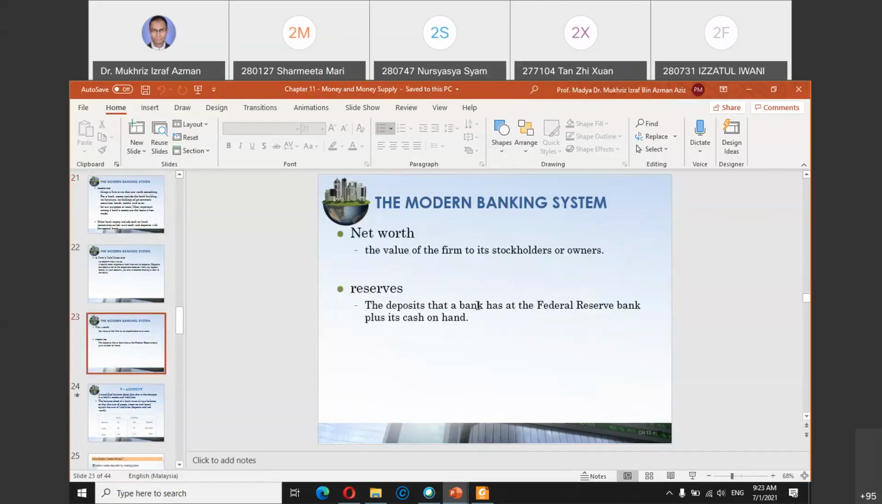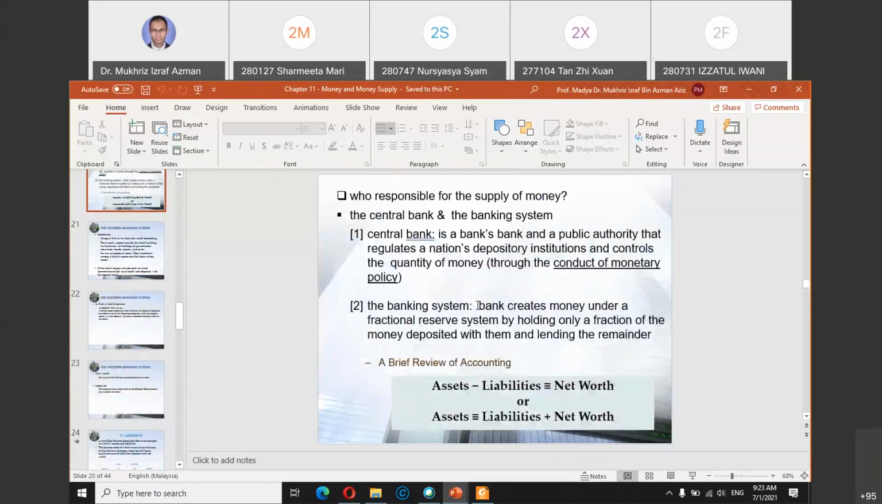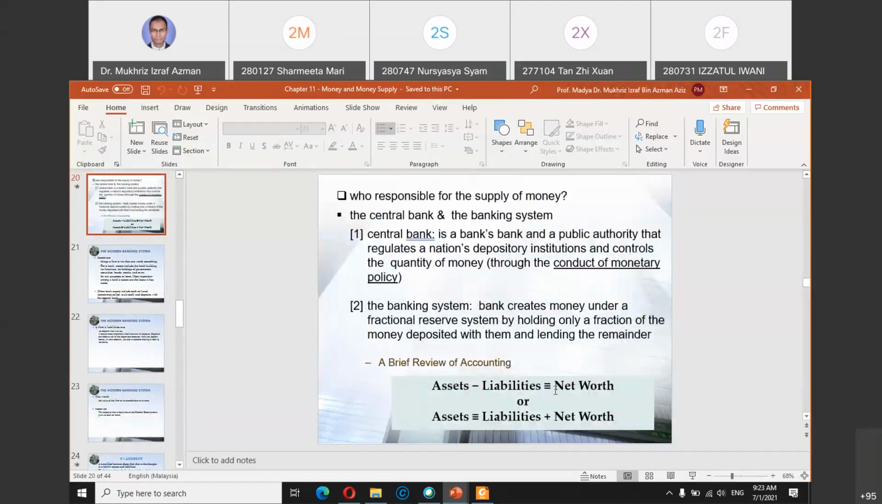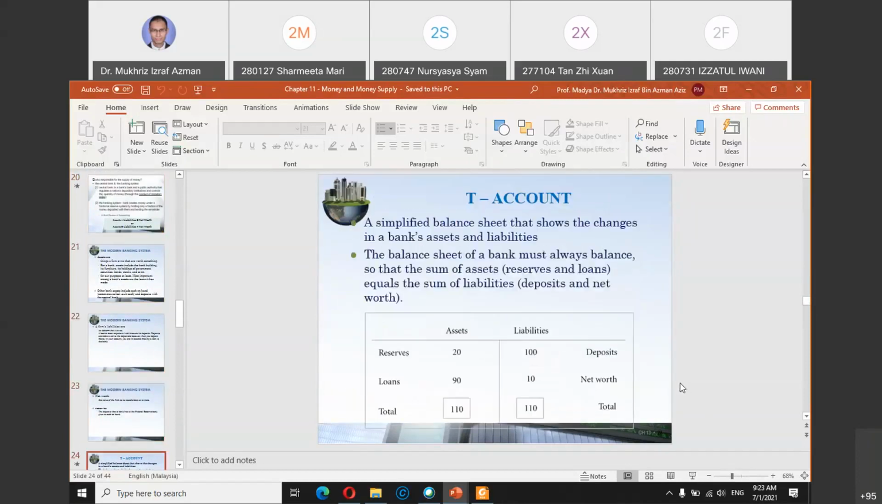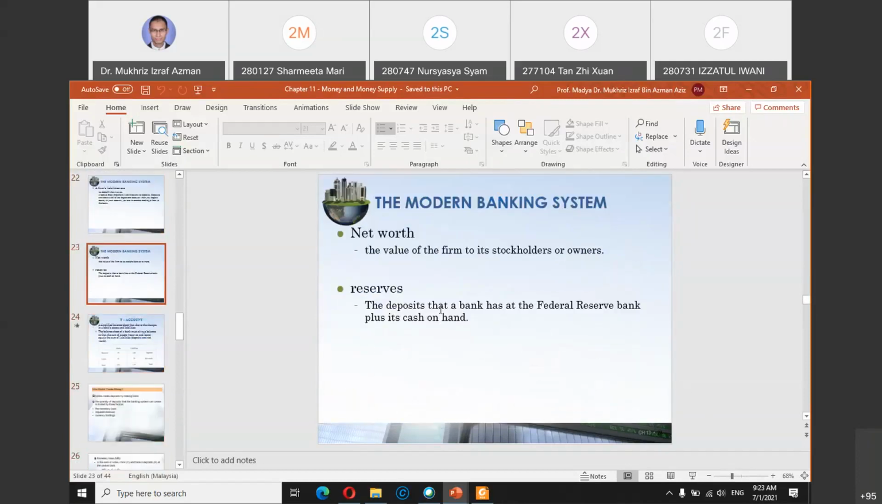Net worth here is asset minus liability. Asset is of course positive, liability is debt or negative. So when assets are more than liabilities, you have a positive net worth. Then there is reserve. This is the deposit that a bank has at the Federal Reserve plus cash on hand.